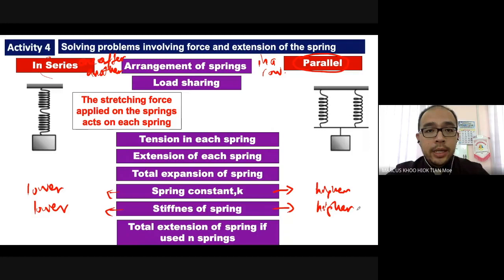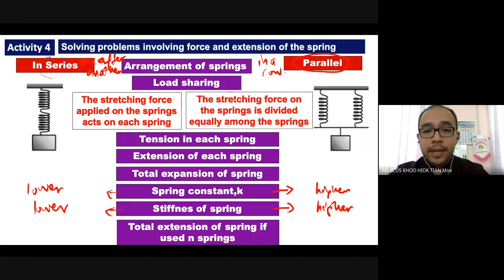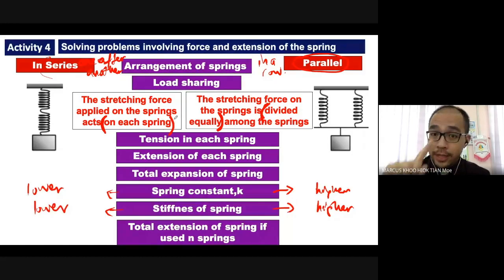So, in terms of the load stretching, the stretching force applied on the springs acts on each spring. Okay, I will talk about this a little bit later. Manakala, kalau parallel, the stretching force is divided equally among the springs. This is the key word that we want to talk about for parallel, and this is the key word for in series. Okay, I will talk about this in a little while. Okay, the tension on each spring.